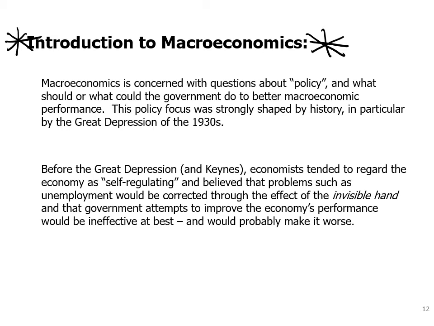Okay, so before the Great Depression, economists, even Keynes himself, tended to regard the economy as self-regulating and believed that problems such as unemployment would be corrected through the effect of the invisible hand, and that government attempts to improve the economy's performance would be ineffective at best and would probably make it worse.